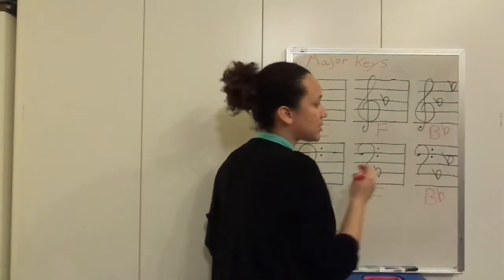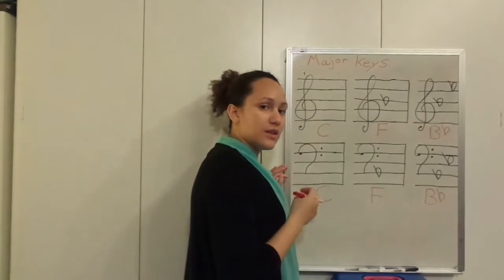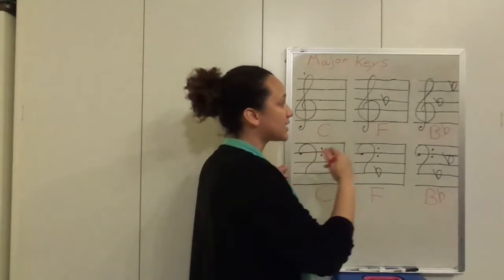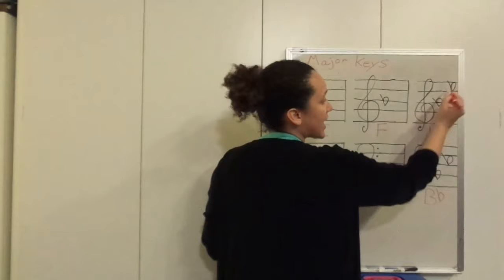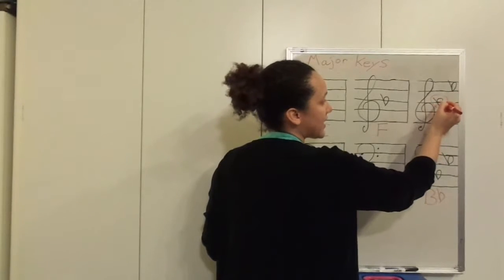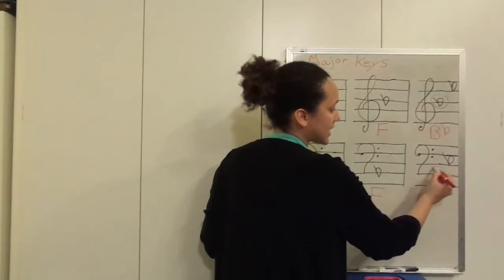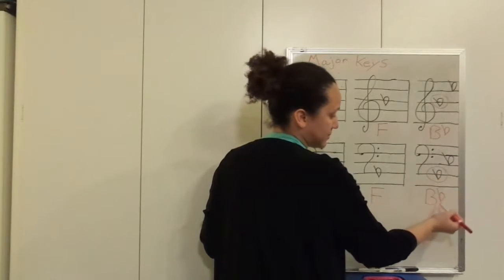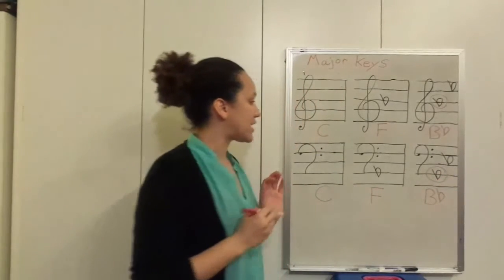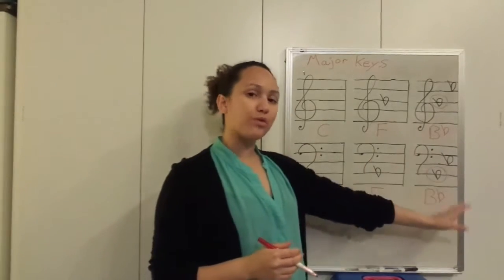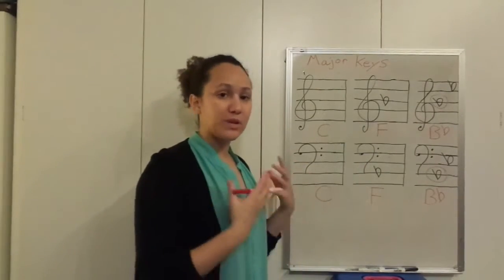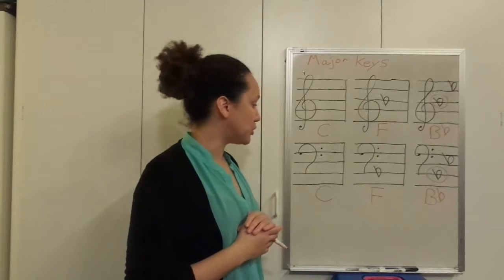You can also double check the flat keys by having the second to last flat. So there's the last flat, and this would be the second to last flat, and that gives us our name, B flat. So you can do that as well. And as we have more and more flat keys, it will become a more useful tool to remind us.